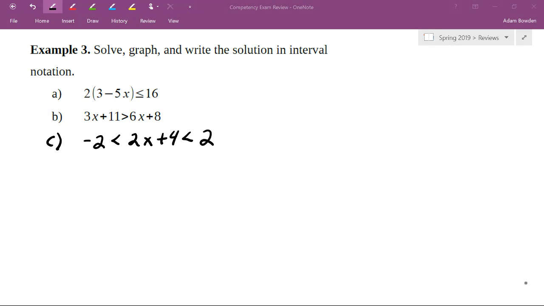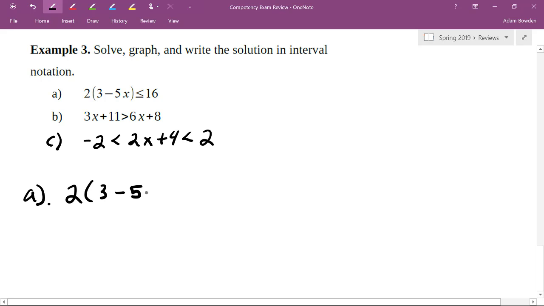Here we're going to solve, graph, and write the solution in interval notation. These kinds of situations are not equations, but we call them inequalities because we have this inequality symbol of less than or greater than, and so on. Though we solve them much like we do regular equations. So let's look at the first example, 2 times (3 minus 5x) less than or equal to 16.